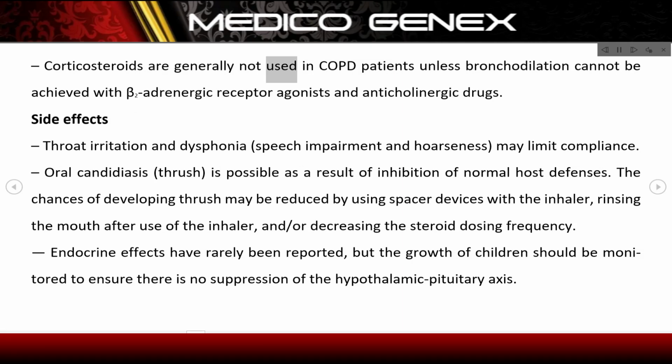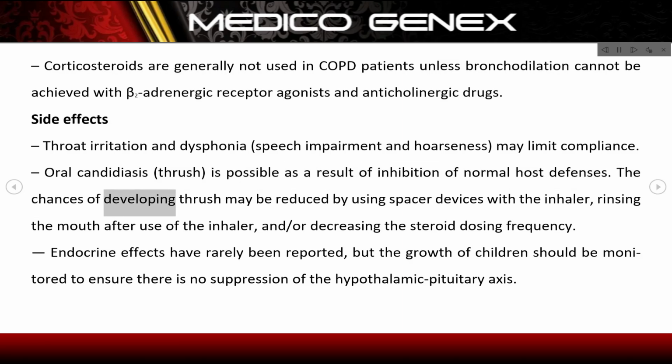Corticosteroids are generally not used in COPD patients unless bronchodilation cannot be achieved with beta-2 adrenergic receptor agonists and anticholinergic drugs. Side effects: throat irritation and dysphonia, speech impairment and hoarseness, may limit compliance. Oral candidiasis, thrush, is possible as a result of inhibition of normal host defenses.